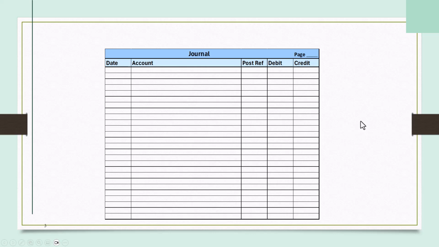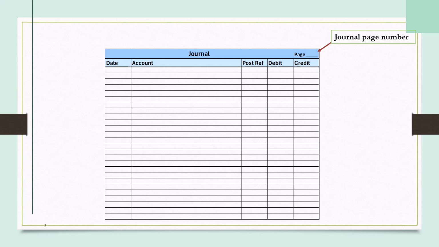Okay, this is what a journal might look like if you're learning this out of a textbook. If you're looking at a journal in a computer program, it might just look a little different, but it should have some key pieces of information in it, such as the date, the account names, and the debit and credit. So let me just go over some of the pieces that you're going to see here in this journal.